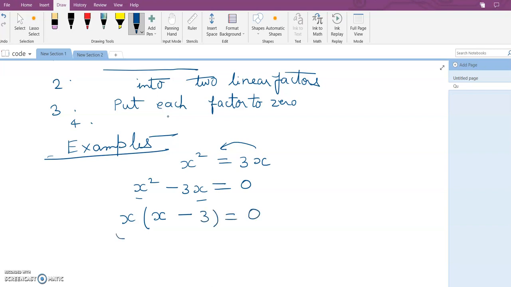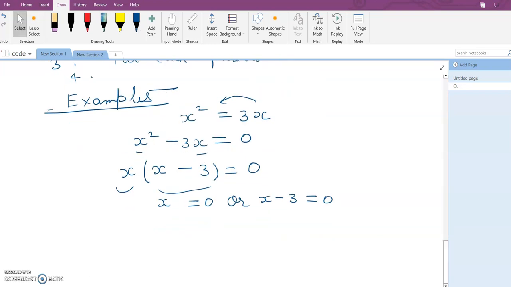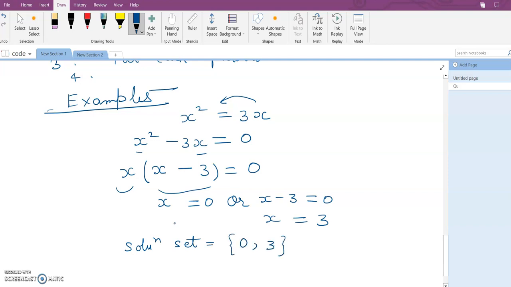Now you can see we got two linear factors, x and x minus 3. That means x equal to 0 or x minus 3 equal to 0. Now if x minus 3 is 0, that means x is equal to 3. So for this question, my solution set will be 0, 3.